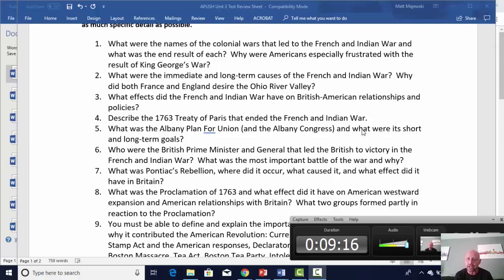The second group was the Regulators. They are not as famous a group of defiant colonists. They really targeted their frustration on their own colonial government, but some of them also attacked Indians west of the line as well, and that's why we throw them into that.